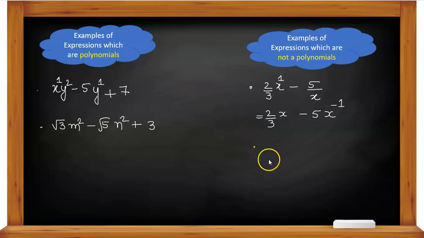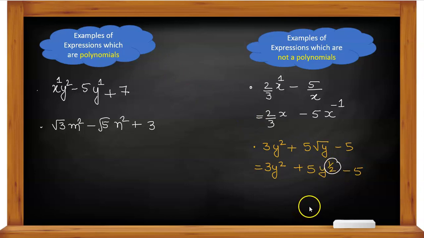Let us consider one more example. Suppose I write 3y square plus 5 root y minus 5. Here in the first term, the power of the variable y is 2, which is a whole number. But in the second term, if I rewrite this expression, it will be 3y square plus 5, now square root of y means y raised to the power 1 over 2, minus 5. Now, 1 over 2 is not a whole number. So this is not an example of a polynomial.